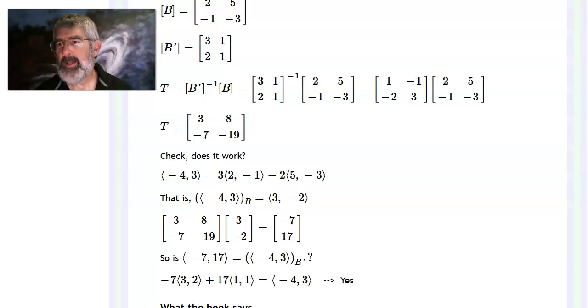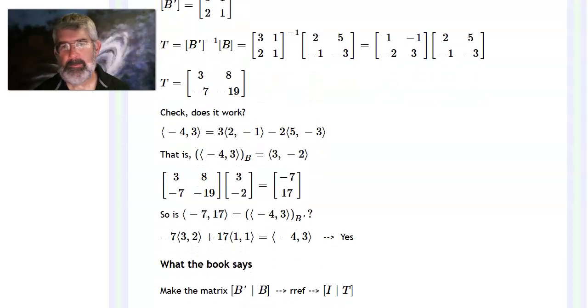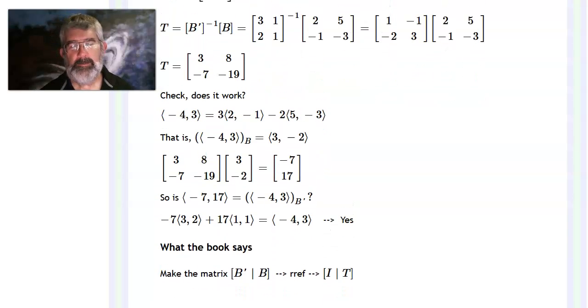Okay. The way the book says to do this calculation is not wrong. Let's describe it. They say to make a bigger matrix here. Take all the vectors of B prime and make them columns, and then next to that put all of the vectors in B. And then go to reduced row echelon form.